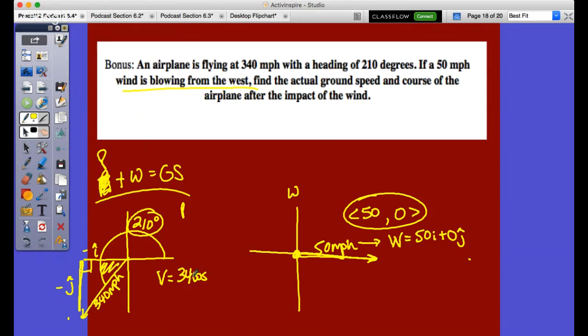So 340 cosine of 210, and that's my i, and then plus 340 sine of 210, and that's my j, okay? And remember that these are plus, but they should both be minus as I take it out because it's in the third quadrant. And then I'll combine them together to get my ground speed. And then once I get my ground speed vector, I would find the direction and magnitude of that. I do a Pythagorean theorem and inverse, okay?